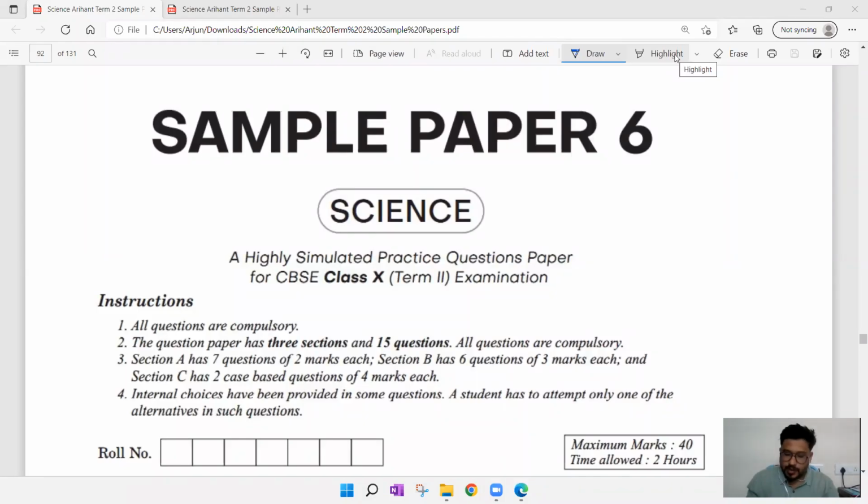In this lecture, we are going to see sample paper 6. In the previous lecture, we discussed sample paper 5. I think I need to explain the 4 marks question from sample paper 4. If time permits, I'll do it. Okay, so I'll come to sample paper 6.